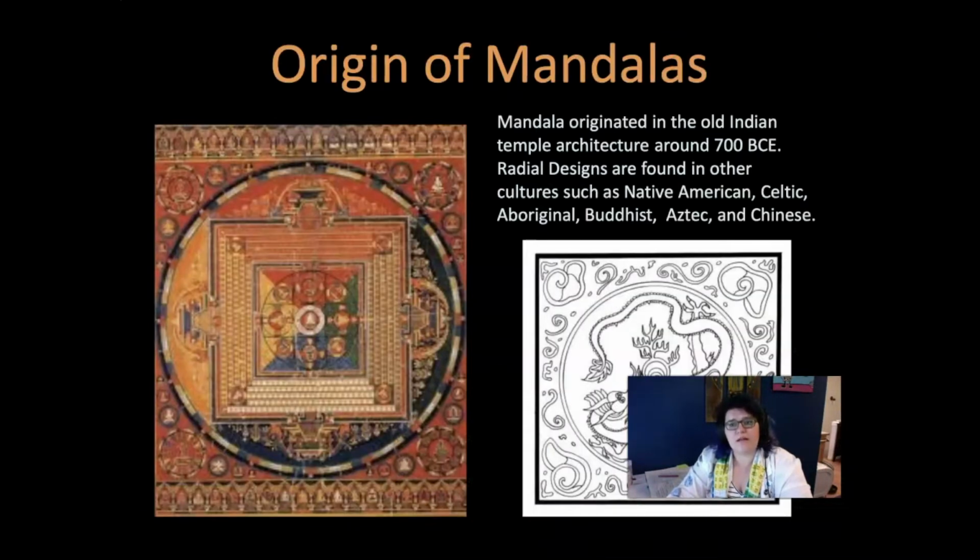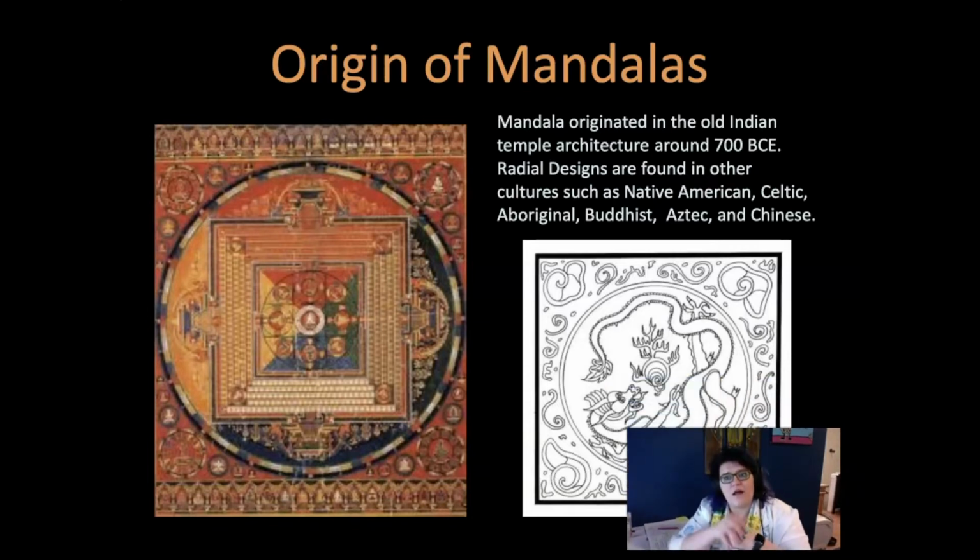The origin of mandalas is in ancient Indian temple architecture in 700 BCE. BCE means before Common Era. So if we take 2020 and subtract 2020 years, and then go back another 700 years, we get to 700 BCE. This means approximately 2,720 years ago, we first had mandalas in Indian temple architecture, built both into mosaics in the floor and on the walls.